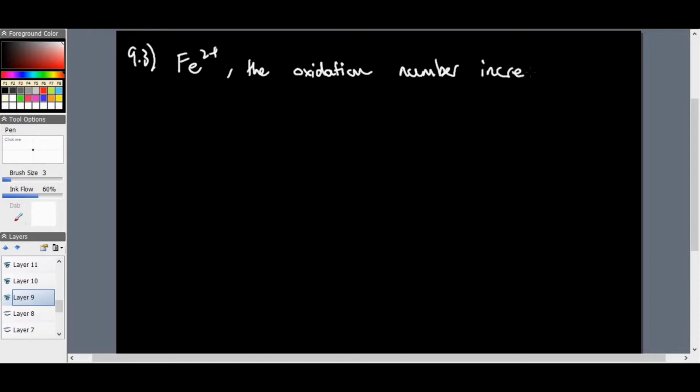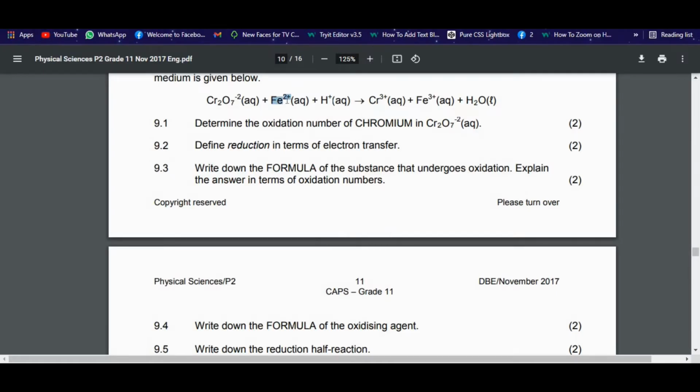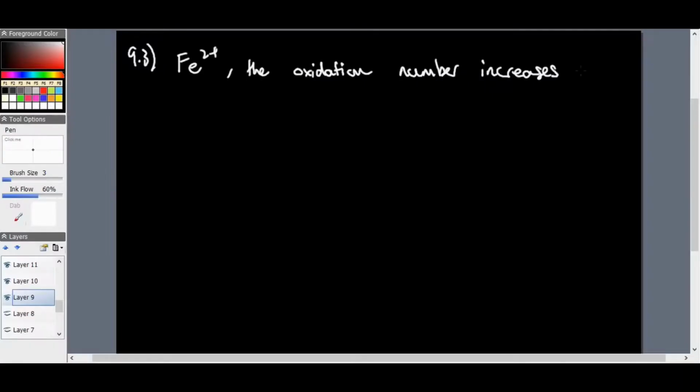increases. Alright, what does it increase from? It increases from 2 plus to 3 plus. So it goes up from positive 2 to positive 3. Okay, so it increases from +2 to +3.